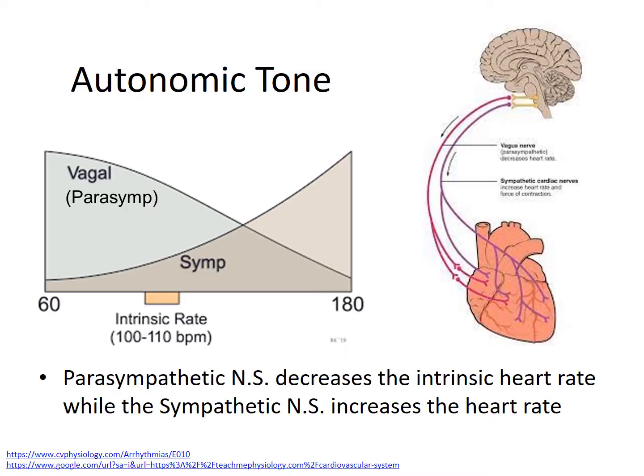While the sympathetic nervous system, in the case of finding a bear chasing you down a trail in the mountains, like we talked about at the very beginning of this chapter, works to increase that heart rate and increase that intrinsic rate of the heart.